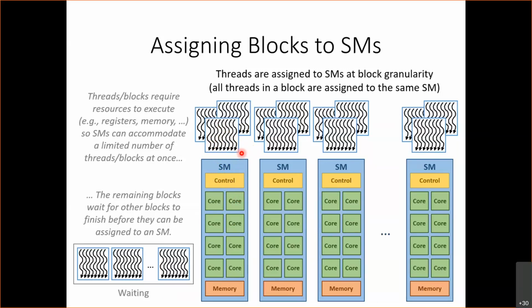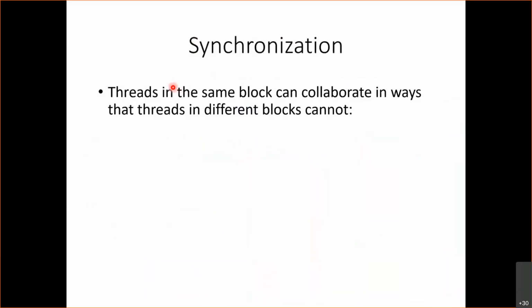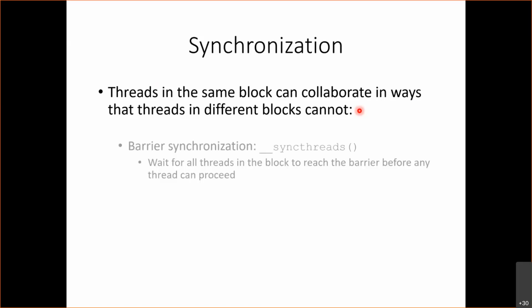All right. So this brings me to an important point, which is synchronization. Because the threads in the same block are assigned to the same SM, they can collaborate in ways that threads in different blocks cannot. Previously you asked me, what is the purpose of dividing grids into blocks? Why can't we just have a grid of threads? Well, the reason is that threads in the same block can collaborate with each other in ways that threads in different thread blocks cannot. One of these ways is barrier synchronization.